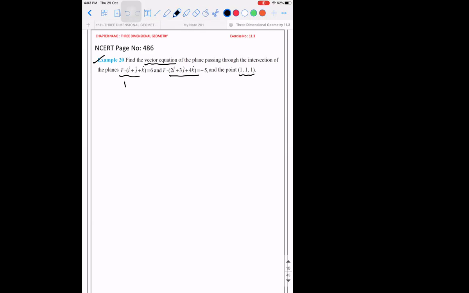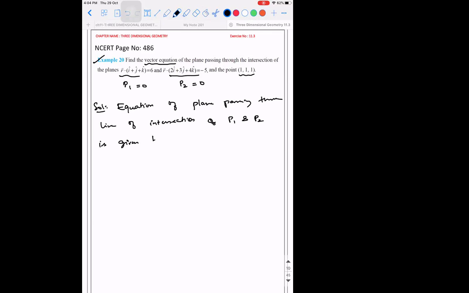Okay. So if I take this plane as P1 equal to 0, and this plane as P2 equal to 0, then what will be the equation of the plane which is passing through them? So the solution is: the equation of the plane passing through the line of intersection of P1 and P2 is given by P1 plus lambda P2 is equal to 0. Accepted?